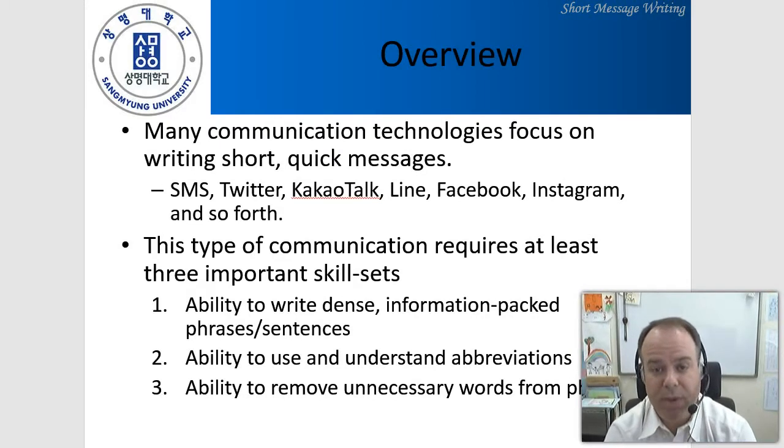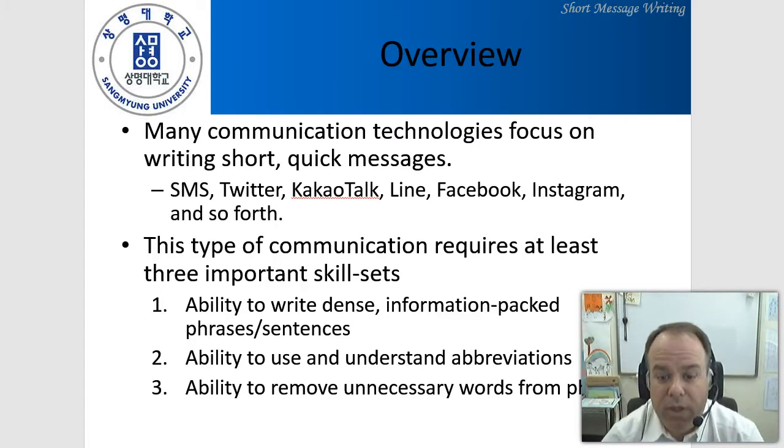So just in general, we have a lot of these programs that use short messages. SMS, Twitter, KakaoTalk, Line, Facebook, Instagram, and so forth. Pretty much any social program that you use these days is going to require short messages for the most part. So this type of communication requires at least 3 important skill sets. The first is the ability to write dense, information-packed sentences and phrases. So just simply to write a lot of information in a short space.